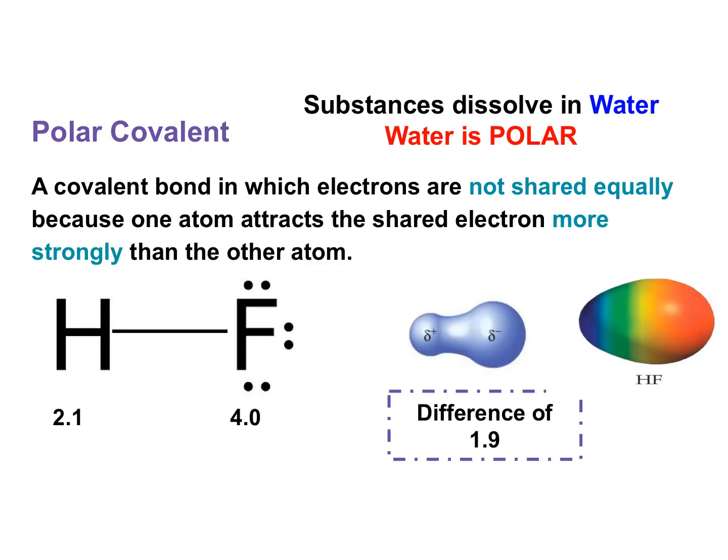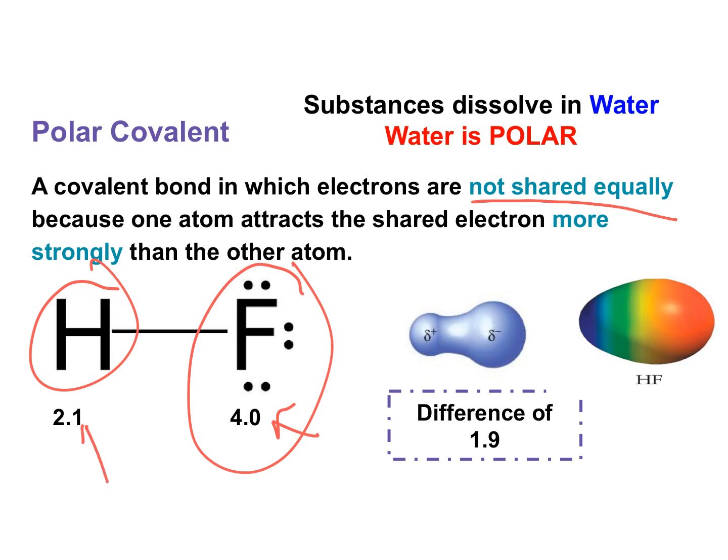A polar covalent bond is when electrons are not shared equally because one of the atoms attracts the electrons more than the other. So in this case, our fluorine has an electronegativity value of 4.0, and our hydrogen has an electronegativity of 2.1. The higher value, in this case our fluorine, is going to pull the electron from the hydrogen closer to it, which is causing a difference in the sharing of the electrons. So the fluorine is hogging them more.